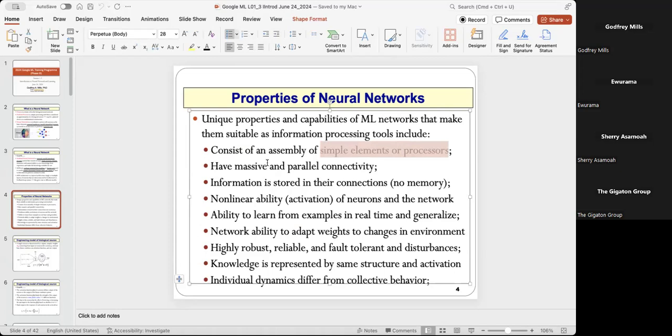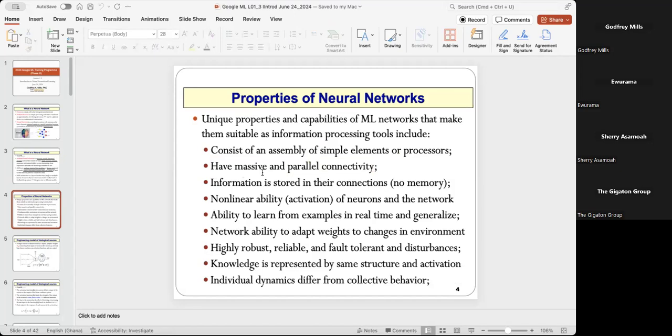Very simple process. But the biology people tell us that we have about 10 to the power 11 neurons, and they are all connected. So we see that the neural networks have very massive connectivity, and they are also parallel in operation. Very massive, and they are parallel.